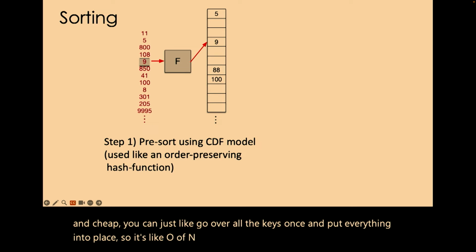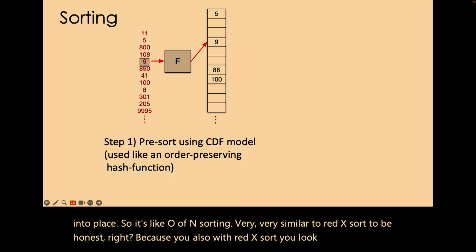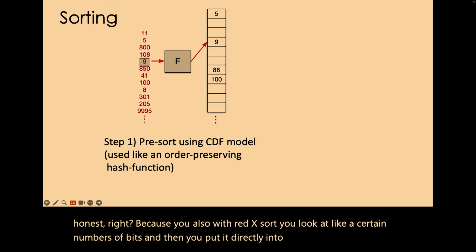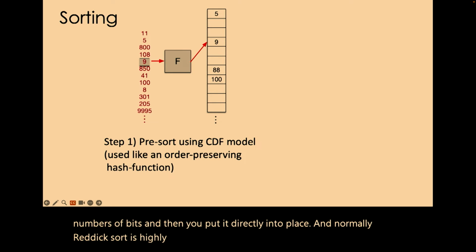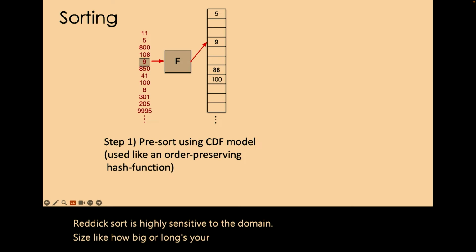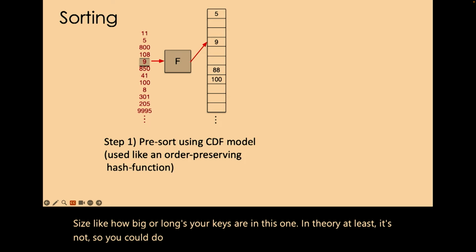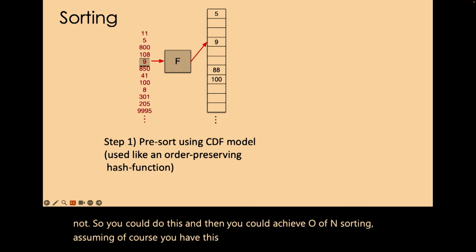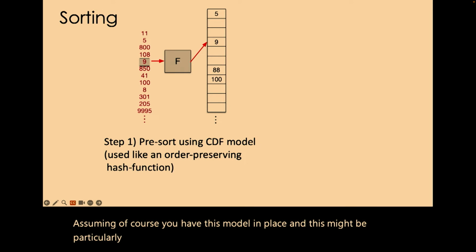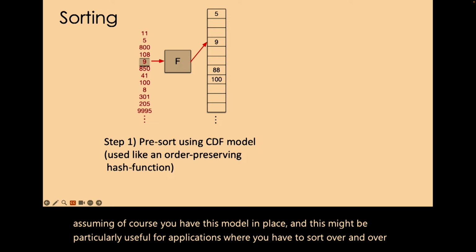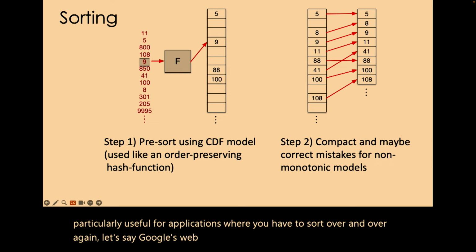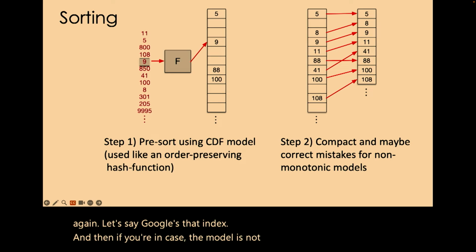Very, very similar to radix sort, to be honest, right? Because with radix sort, you also look at a certain number of bits, and then you put it directly into place. But normally, radix sort is highly sensitive to the domain size, like how big or long your keys are. In this one, in theory at least, it's not. So you could achieve O of N sorting, assuming, of course, you have this model in place. And this might be particularly useful for applications where you have to sort over and over again, let's say Google's web index. And in case the model is not perfect, you might have to do some correction step.